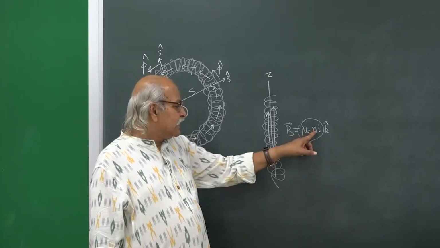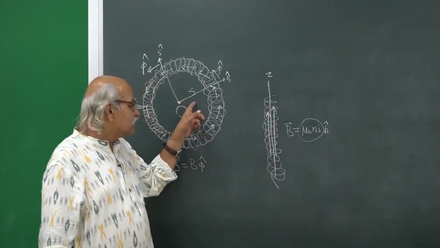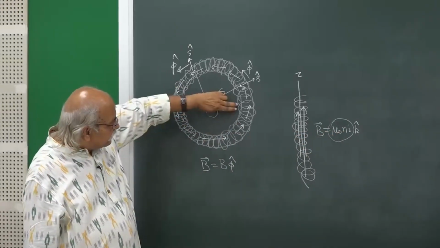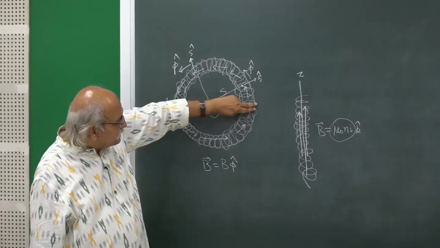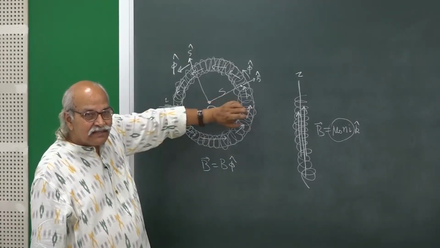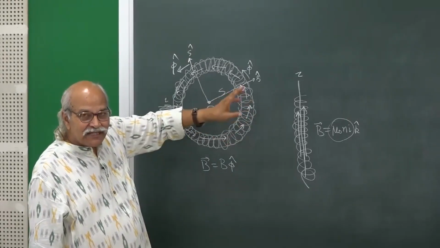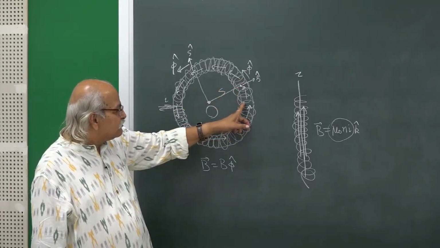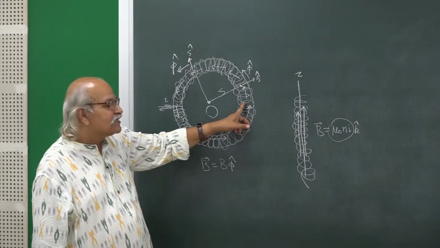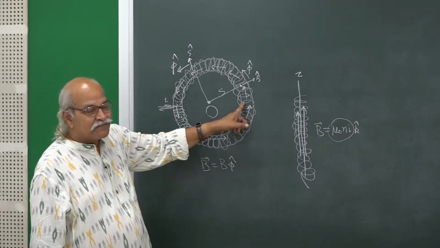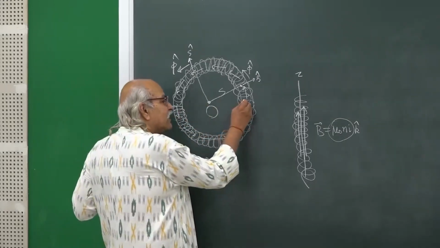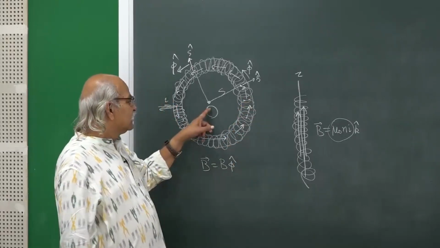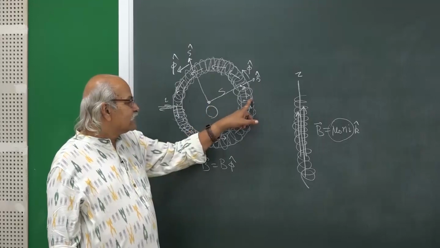Now, in the case of the toroid, n itself is not a constant. On the inner side n is more, on the outer side n is less, and everywhere in between it will be somewhere in between. Therefore, you expect that there can be an S dependence of the magnetic field. The magnetic field here and the magnetic field here may be different from each other. Here S is different, here S is different.